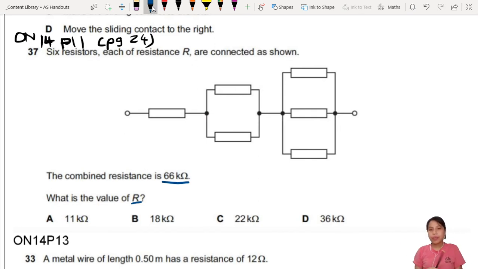Pause the video and see how you can solve for this value of R, and then I'll go through it very quickly. Give yourself like 2 minutes or so. Try and see how to solve.